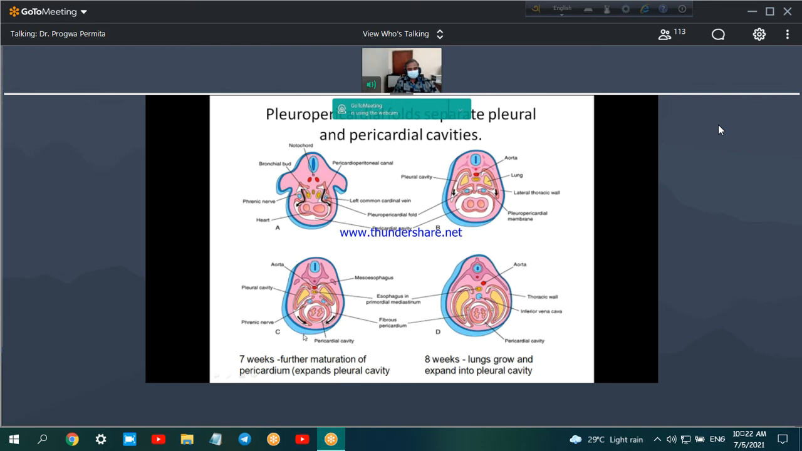In week 7, further maturation of the pericardium expands the pleural cavity. Here are the pericardial cavity and the pleural cavity. In week 8, the lungs grow and expand into the pleural cavity. These are the lungs, which expand into the pleural cavity.